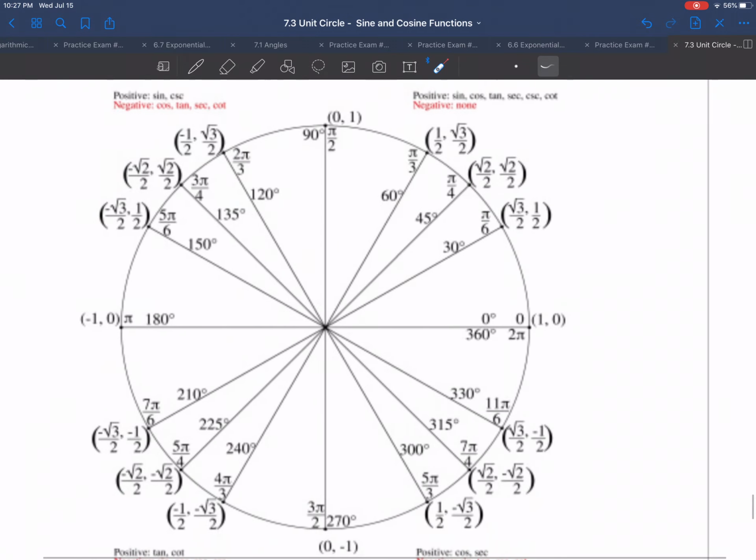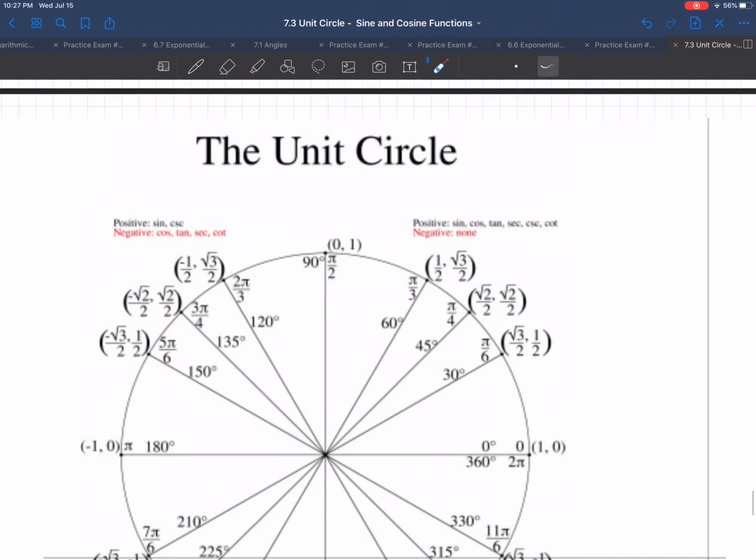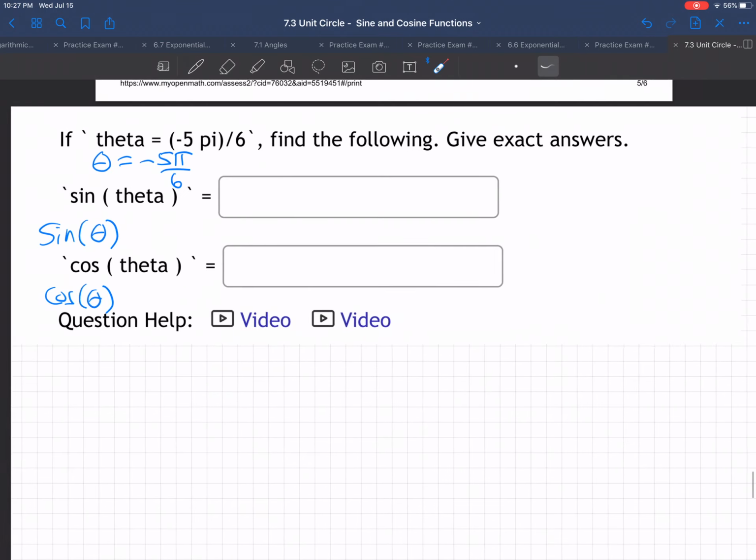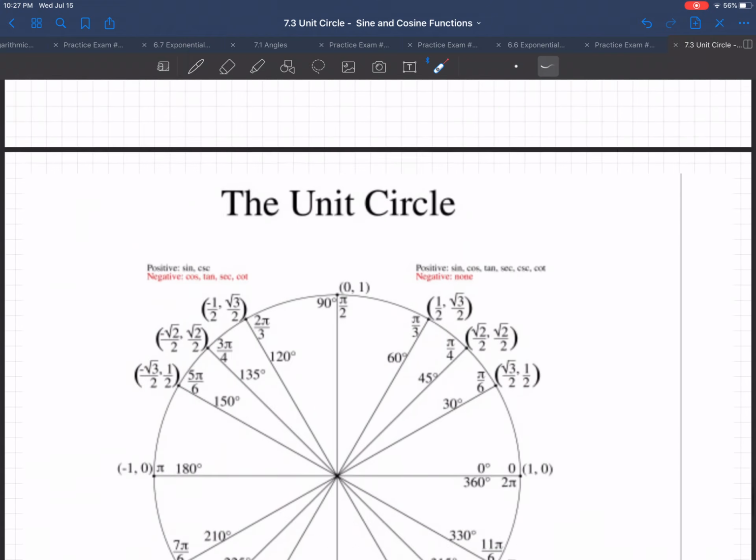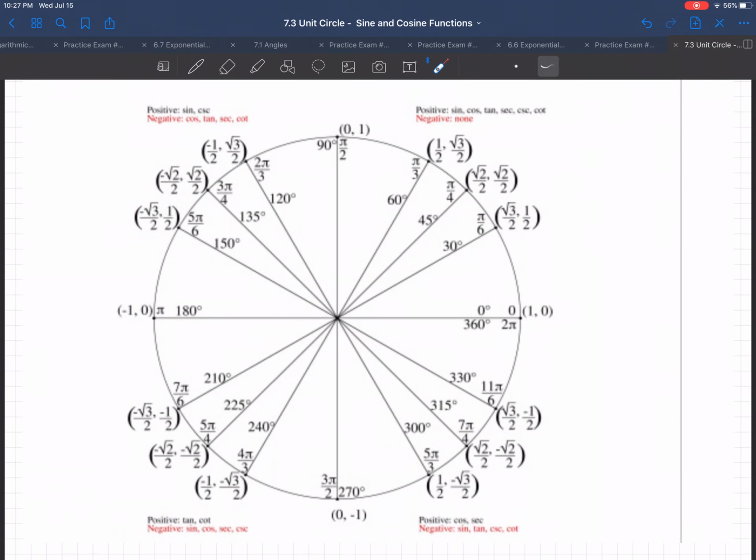Now for negative angles, there's regular 5 pi over 6, but how do you do negative 5 pi over 6? That's what I'm wondering. This is negative 5 pi over 6. Well, let me give you a couple ways. Here's the way I think is easiest.